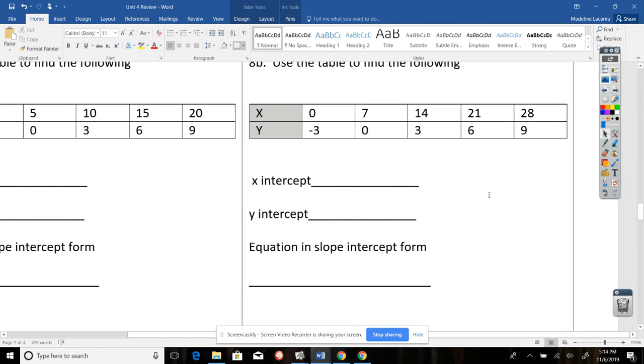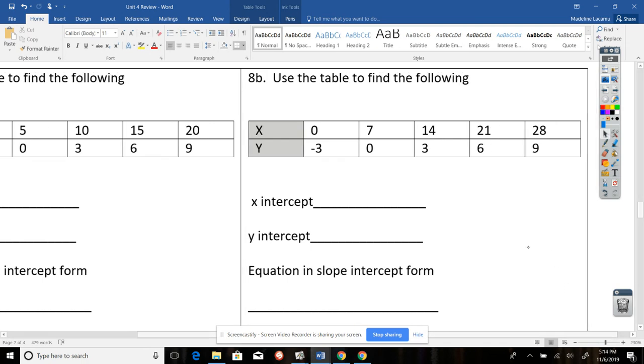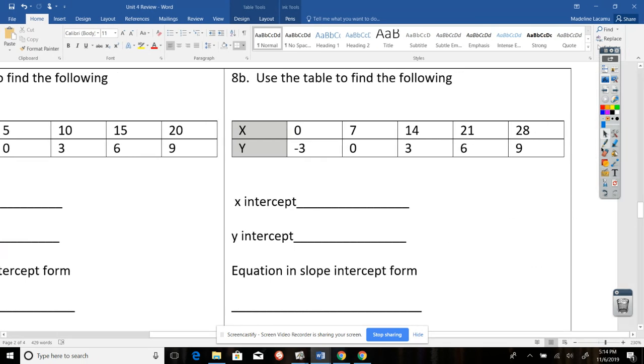All right, 8b says use the table to find the following. We need to find our x-intercept, our y-intercept, and our equation in slope-intercept form. Our x-intercept, if you remember, was a number, and our y was 0. So we have to look at our table to see where y equals 0. If you look, we have y equals 0 right here. That means this will be our x-intercept. Our x value is a 7, and our y value is a 0 like it should be. So 7, 0 is our x-intercept.